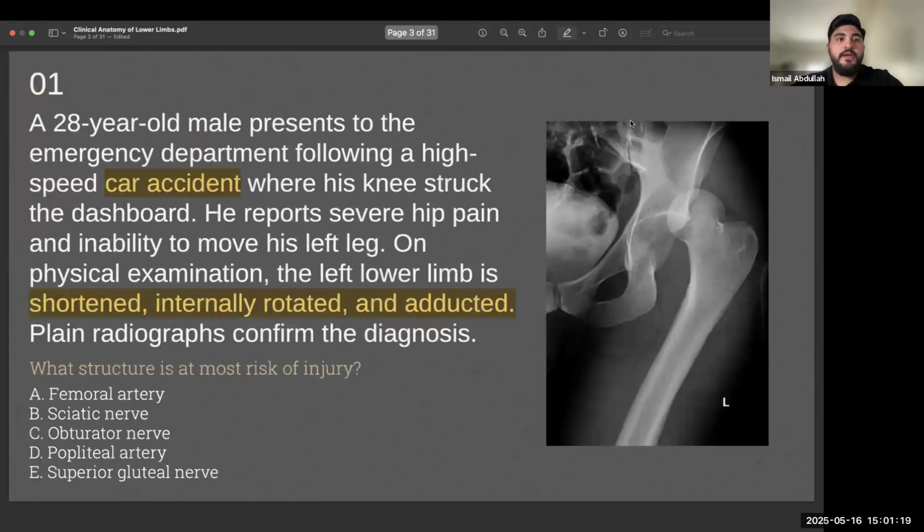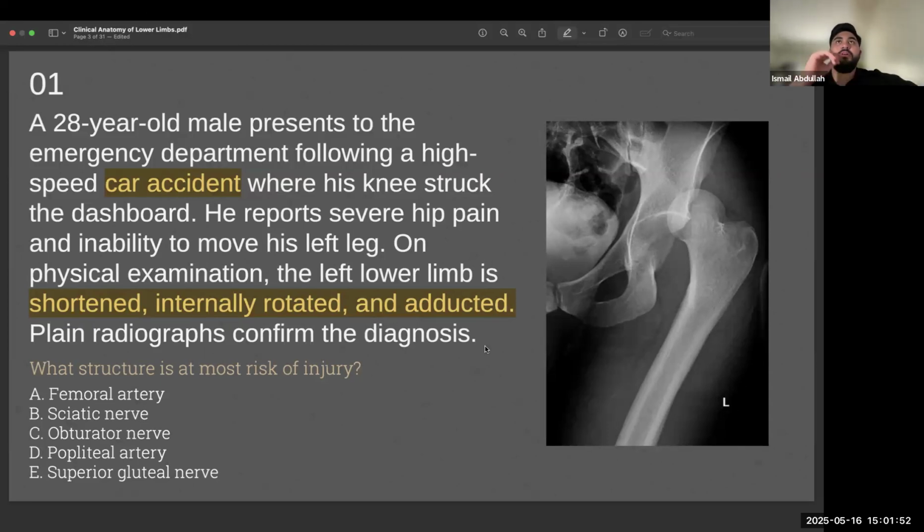All right. So our very first clinical scenario is a 28-year-old male presenting to the emergency department following a high-speed car accident where his knee struck the dashboard. He reports severe hip pain and inability to move his left leg. On physical examination, the left lower limb is shortened, internally rotated, and adducted. The plain radiograph confirms the diagnosis.